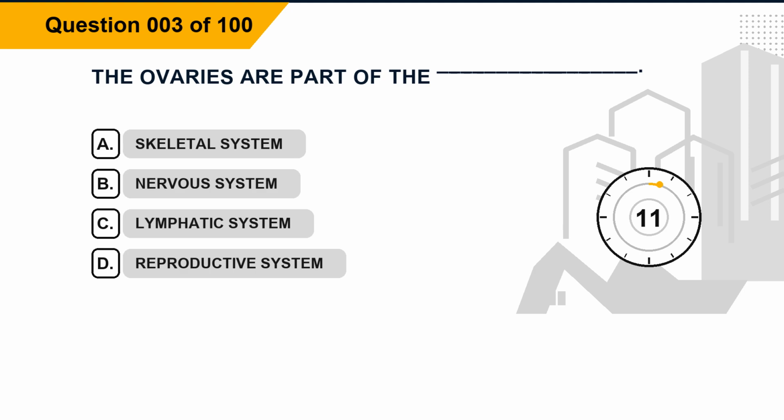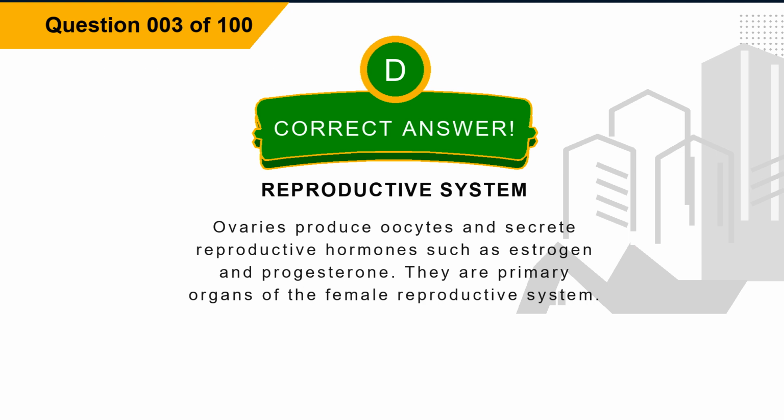Question 3. The ovaries are part of the blank. Option A, skeletal system. Option B, nervous system. Option C, lymphatic system. Option D, reproductive system. The correct answer is option D, reproductive system.